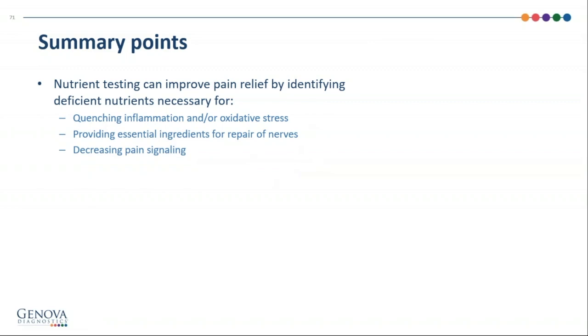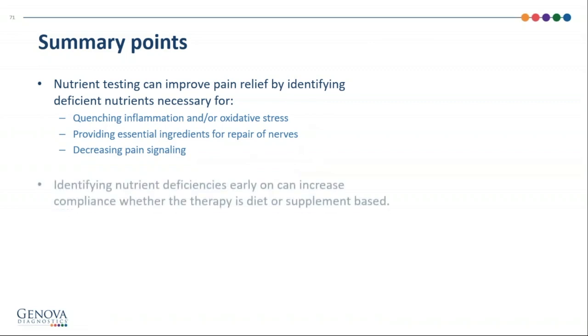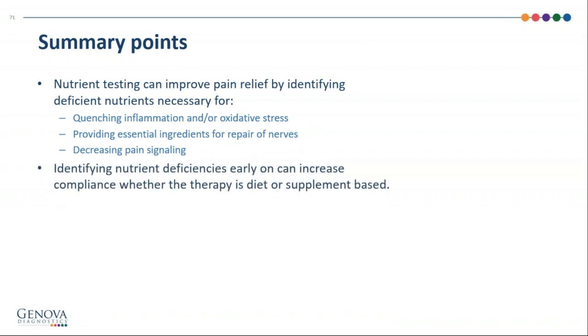Those nutrients can also decrease pain signaling, and magnesium, for example, is an example of that. Identifying nutrient deficiencies early on can increase compliance. So in patients that don't want to take supplements or don't want to change their diet, when you show them their NutrEval, they're going to be more compliant. And I could give you the coach that I worked with as a case in point.